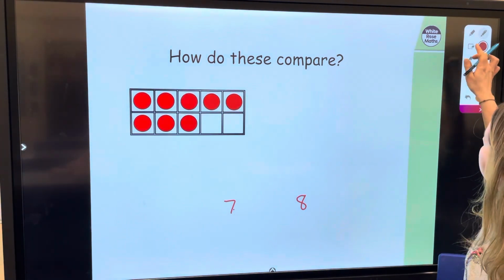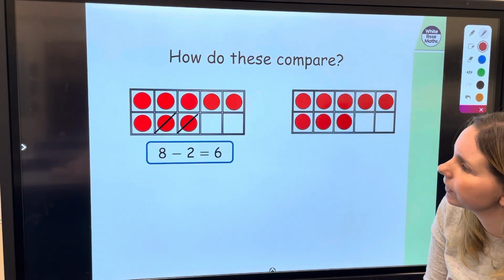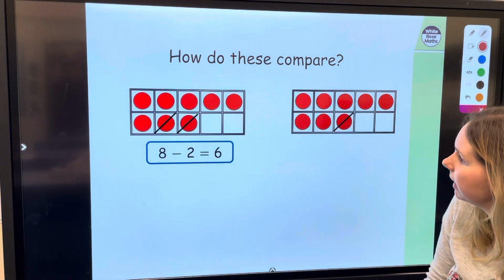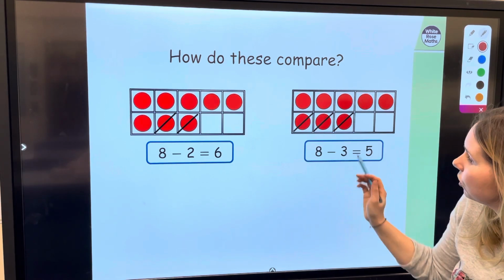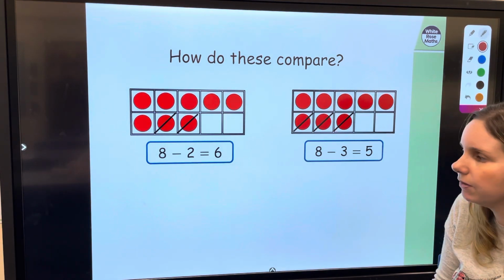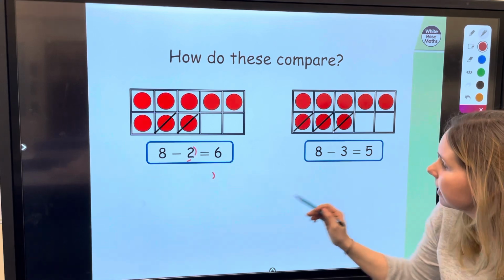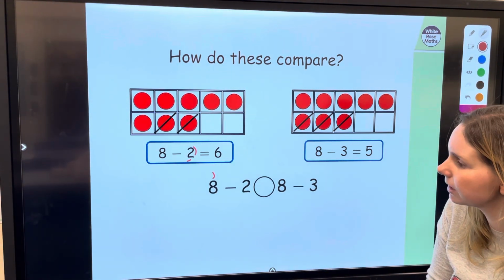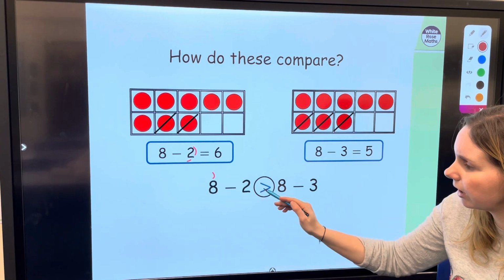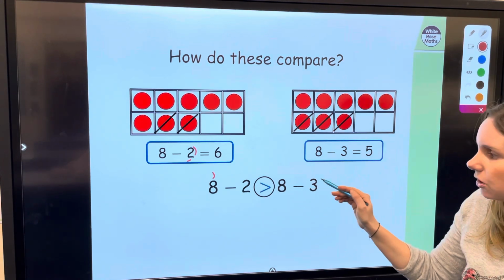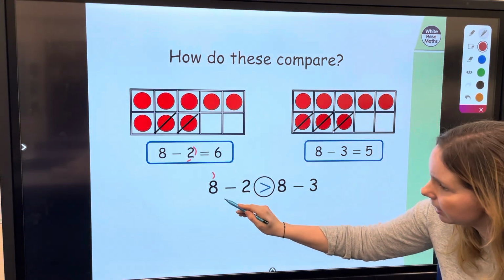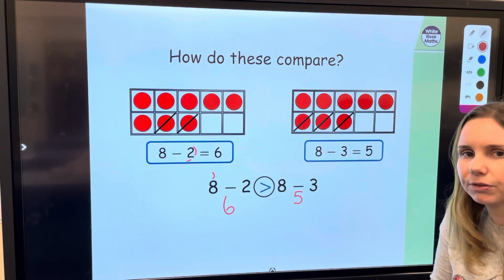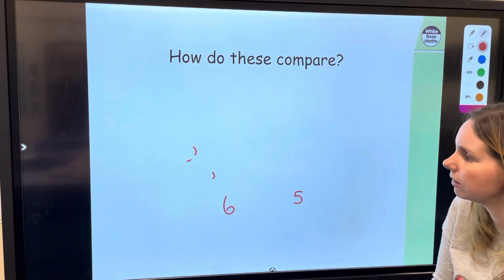Have a look at this one. So here we've shown 8, we've had to subtract 2, which has given us 6. Here we've had 8 subtract 3 equals 5. So we know that this is 6, this is 5. Which symbols have we put in their place? 8 subtract 2 is greater than 8 subtract 3 because that is 6, that is 5. 6 comes after 5, so it is greater than 5.